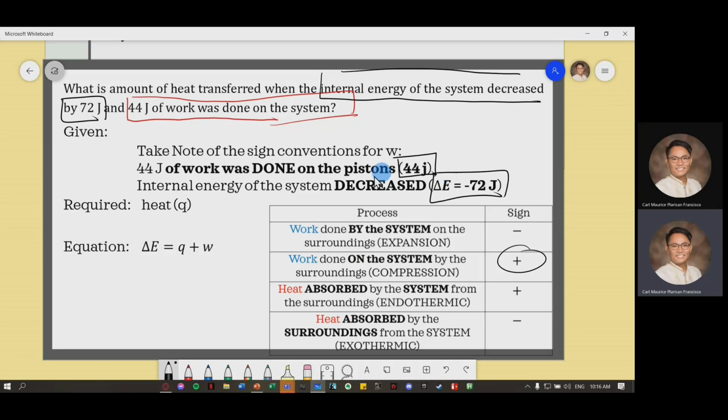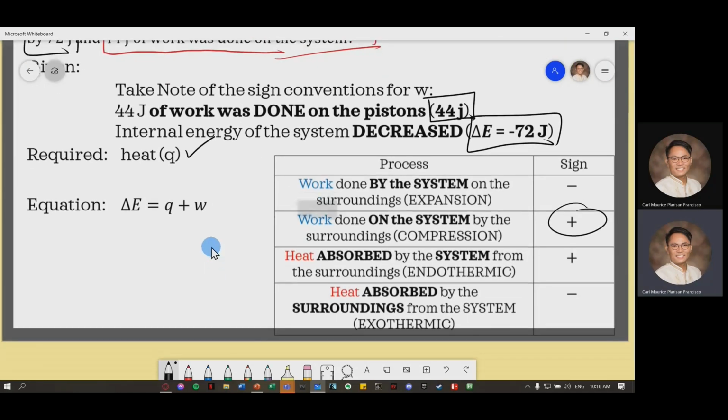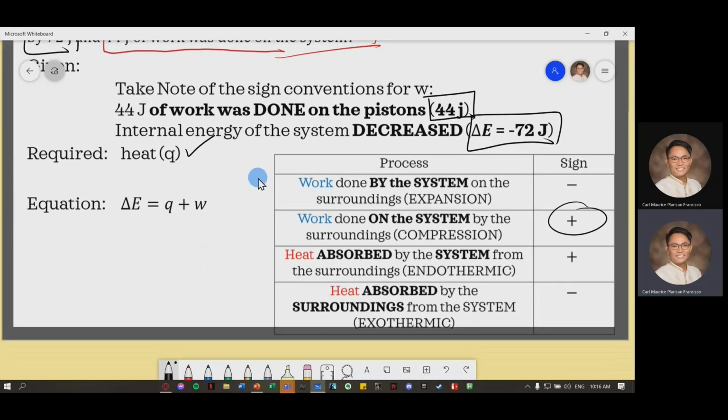we may now proceed with the required. The requirement of the problem is the amount of heat, or Q, and our equation is change in E is equal to Q plus W. Now, since Q is missing, we need to derive an equation for Q, so that would be Q, or heat, is equal to change in E minus W, work. We just need to transpose work to the other side of the equation so that we have heat isolated. Okay, so now substitute.